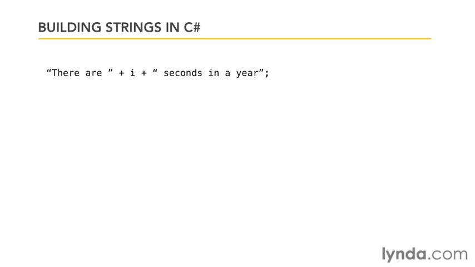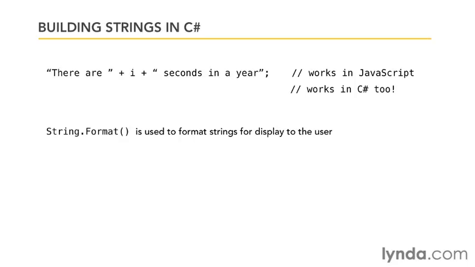This is something that you're probably familiar with if you've done this in JavaScript. It works in JavaScript, and as you've seen, it works in C# too. However, it's not the most efficient way to build strings in C# for reasons we'll see later on. There are other ways to format strings for display to the user. And the way that we do that is by using the string.format method. And that method takes an argument, which is the string you want to write out, along with data that you want to put into that string.